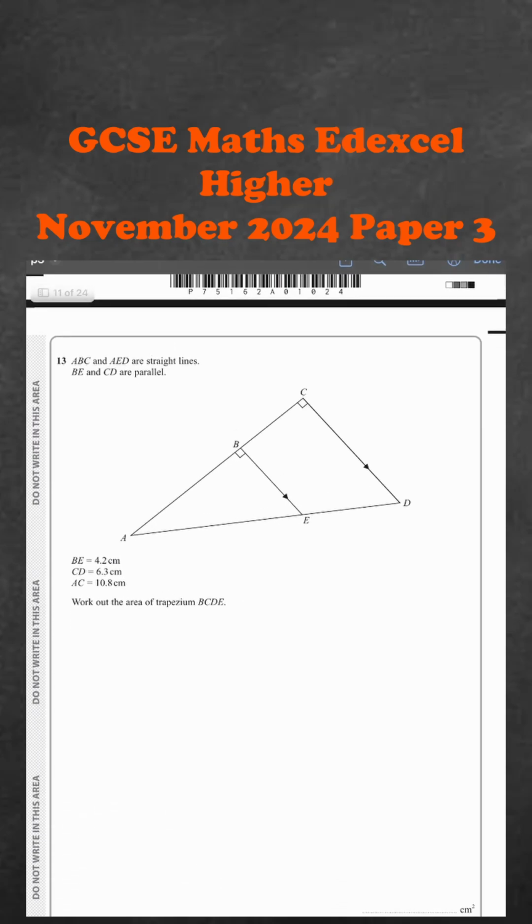Question 13. ABC and AED are straight lines. BE and CD are parallel. Work out the area of the trapezium BCDE. So the area of your trapezium is a plus b over 2 times height. So in this case, I'll give us a height here. We'll call that h. And then we will call this a, and we will call this b.